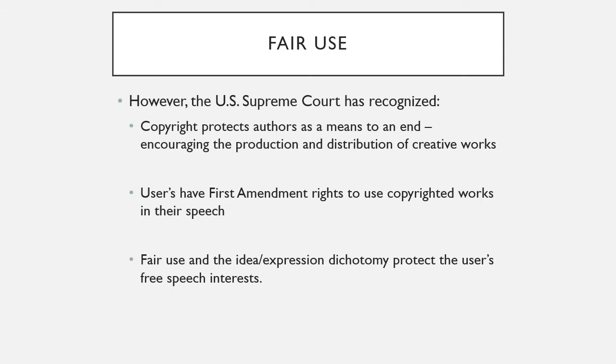The US Supreme Court has recognized that the reason copyright protects authors is a means to an end. We want those authors to produce and distribute creative works for the public's benefit. In addition, users have First Amendment rights to use copyrighted works in their speech. The Supreme Court has recognized this. But rather than having a freestanding free speech law in copyright, the court turns to fair use and the so-called idea-expression dichotomy to protect the user's speech interests. Idea expression means that you can always copy the idea from someone else's work, but not necessarily their expression.